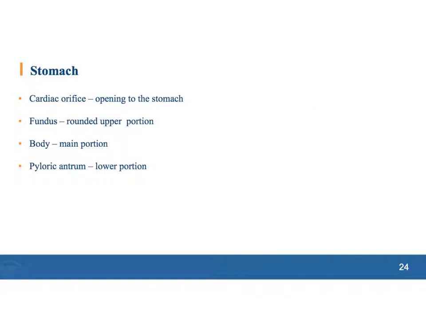The esophagus joins the stomach at the cardiac orifice, so closer to the heart, right? Cardiac. The fundus of the stomach is the rounded upper portion of the stomach. The body is the main portion, and then the pyloric antrum is the lower portion of the stomach. So, if we wanted to, we could say at the top of the stomach, where it connects with the esophagus, that will be the cardiac sphincter. And then at the end of the stomach, where it connects to the small intestine, that is the pyloric sphincter.